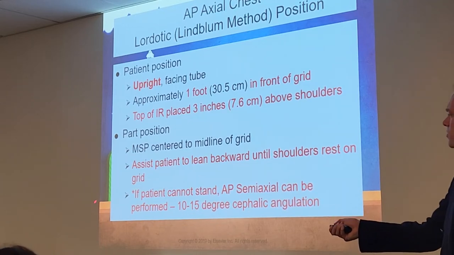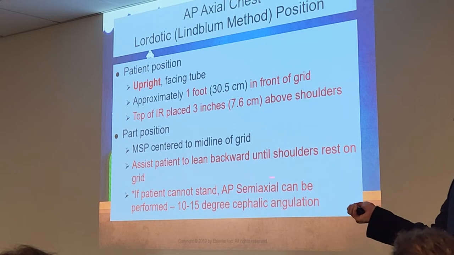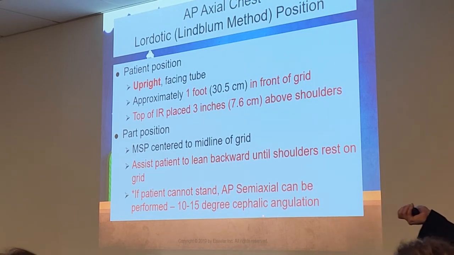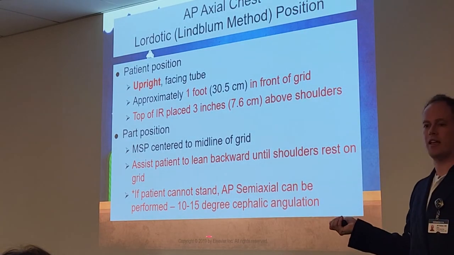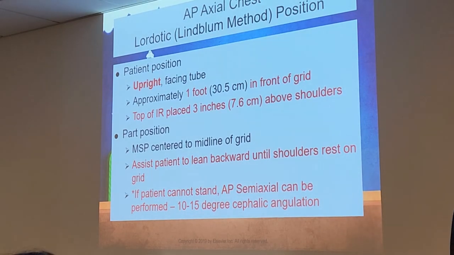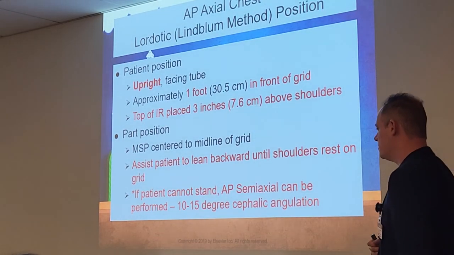Now, write this in your notes. I'm not sure this is in your book either, but I've seen them ask this question. If the patient cannot stand, we're gonna do an alternative view. It's called the AP semi-axial position. AP semi-axial position. They're gonna be flat on their back, and we are gonna add an angle to our tube of 10 to 15 degrees cephalic. That will achieve essentially the same thing as a lordotic position. It will stretch out those apices because the star of our show on the lordotic is our apices. The lungs. That's why we do this x-ray. That's an alternative right there if the patient cannot stand. AP semi-axial, with a 10 to 15 degrees cephalic angulation of the tube.